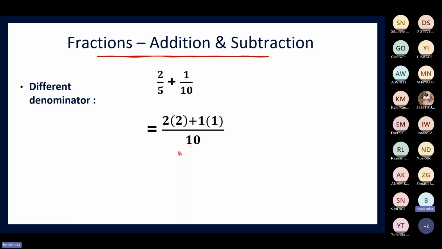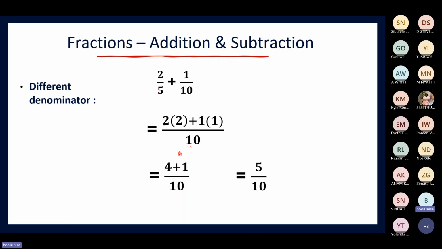Plus, it keeps the same sign. 10 goes how many times into 10? It goes 1 time. And we multiply with the numerator of 1. And the answer will be 2 times 2 is 4, plus 1 times 1 is 1, which is 5 over 10.